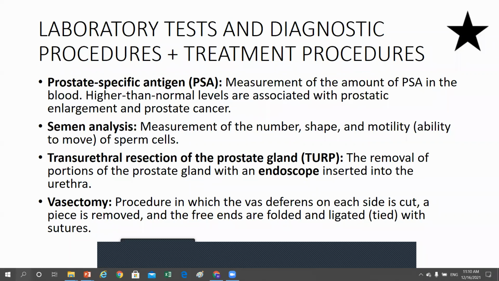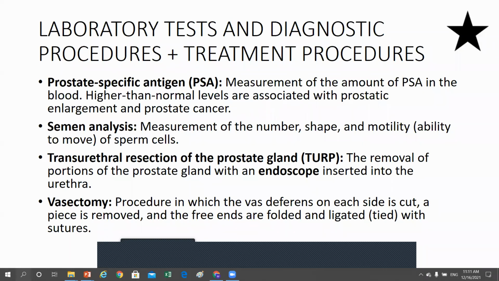Then we have TURP, the full term is transurethral resection of prostate gland. That means we will pass an instrument through the urethra, reach the prostate gland, and we will cut it or remove it. This instrument is an endoscope. So we will put an endoscope in the urethra, and we can remove, cut, or resize the prostate gland.